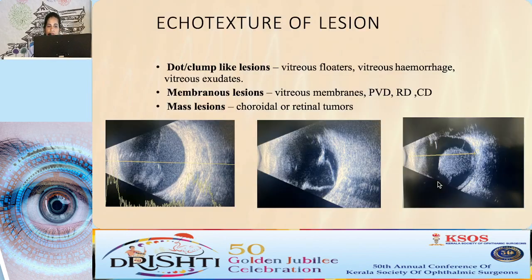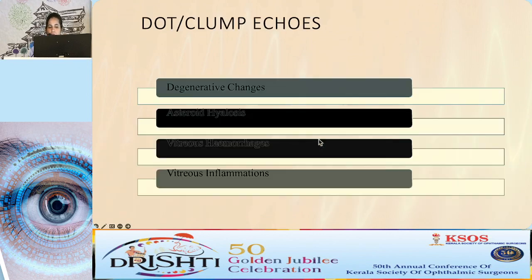The display of the B scan is usually a cluster of echoes. It can be either dot echoes or membranous echoes. Dot echoes or clump echoes are usually seen in vitreous hemorrhage, vitreous exudates, etc. Membranous echoes are seen in RD, CDs. And the last one which we see will be choroidal and retinal tumors.